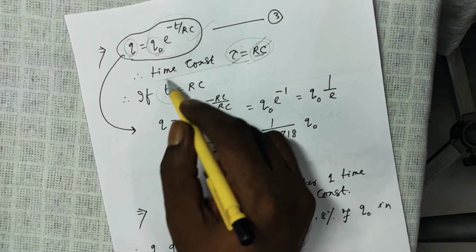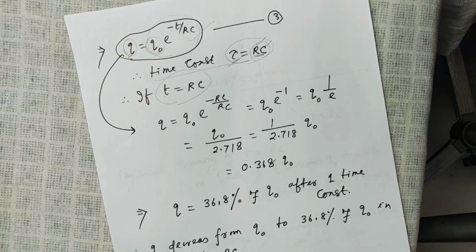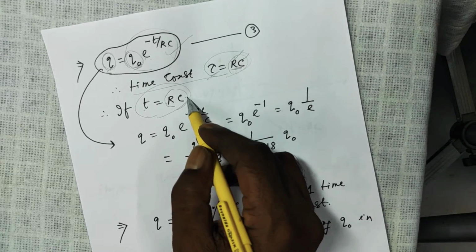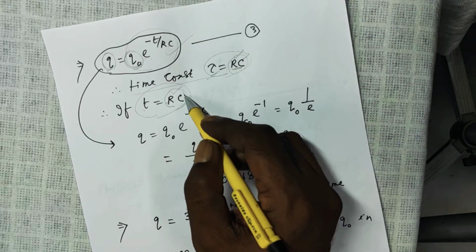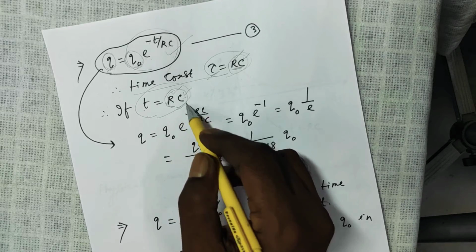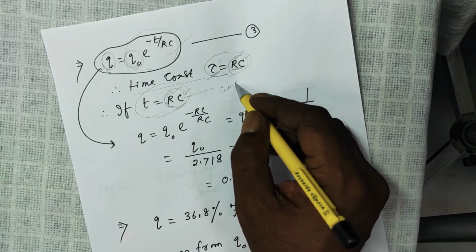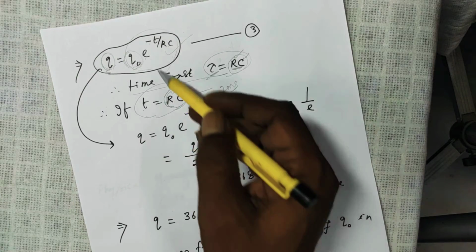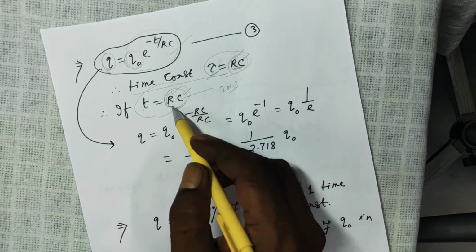Now, if t is equal to RC, meaning if the capacitor is allowed to discharge after switching off the key for a time equal to R into C seconds, whatever the value of R and whatever the value of C, suppose this comes out to be 2 milliseconds, meaning the capacitor is allowed to discharge for 2 milliseconds, what will be the charge left on the capacitor? So for t, I have to put RC.